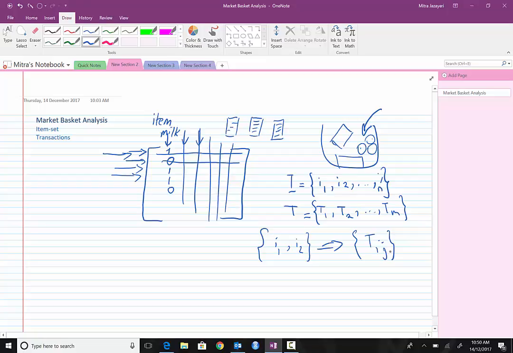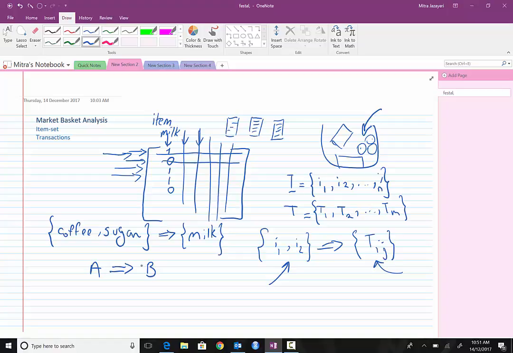It can be read as, if a user buys an item in the item set on the left hand side, then the user will likely buy the item on the right hand side too. Okay, so this would be your association rule. For example, coffee and sugar, then he is more likely to buy, let's say, milk. All right, so the association rule says, if A, then B. So if a customer buys coffee and sugar, then they are also likely to buy milk.